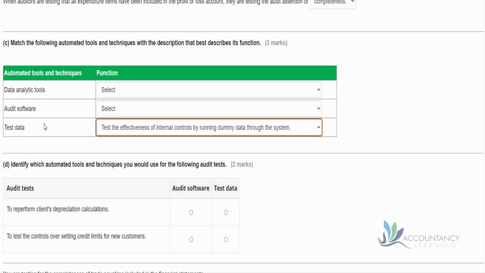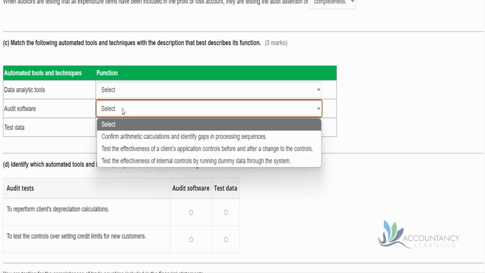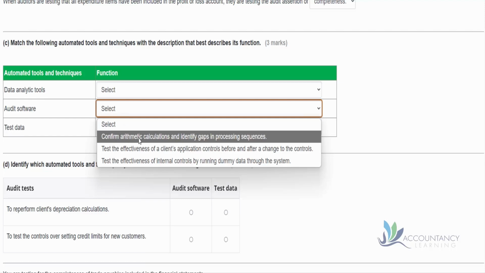And then what about audit software? This is where the auditors use their own software and they're using it to sort of help with the process of doing the audit. And if we look at the examples here, so for example, yes, we could use a spreadsheet. So a spreadsheet is an example of audit software. So we could use a spreadsheet to confirm arithmetic calculations and identify gaps in processing sequences. So that would be appropriate there.